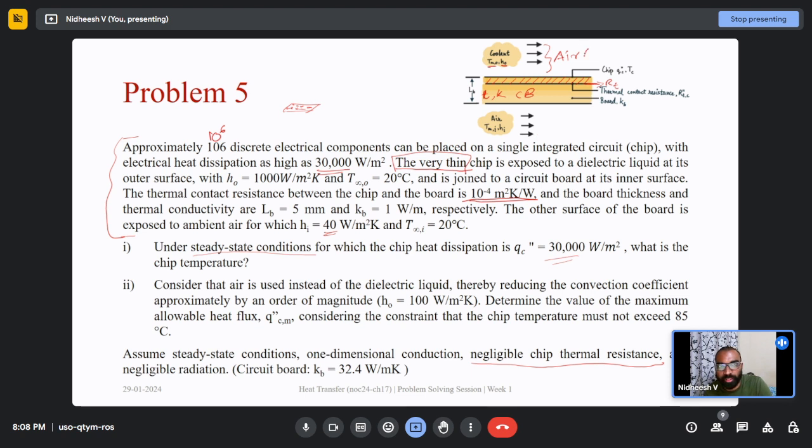Remember that dielectric liquid has a very high convection coefficient, when we replace this with air, our heat removal performance reduces drastically. Previously it was 1000 watts per meter square Kelvin, now it is 100 watts per meter square Kelvin. Determine the value of the maximum allowable heat flux considering the constraint that chip temperature must not exceed 85 degrees Celsius. Okay, read this question. Let me know if you understand the question.